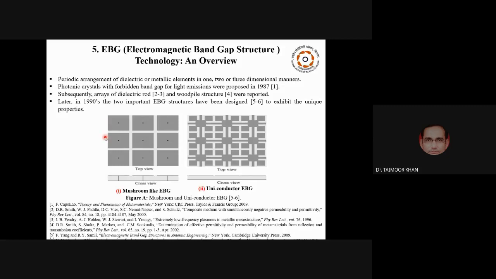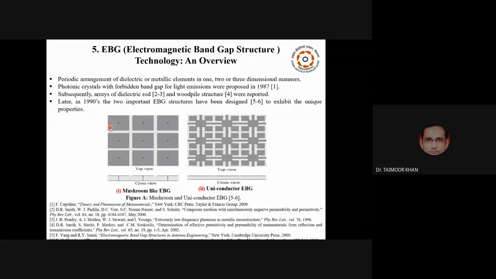As I have told you, the EBG structure is basically the periodic arrangement of metallic strips or dielectric strips, dielectric material. If you see this one here, this dark shaded area is the metal, and this light shaded area is the dielectric. You see one light shaded surface on which some dark shaded patches or strips are placed in a particular fashion, keeping the distance equal from one element to another element.